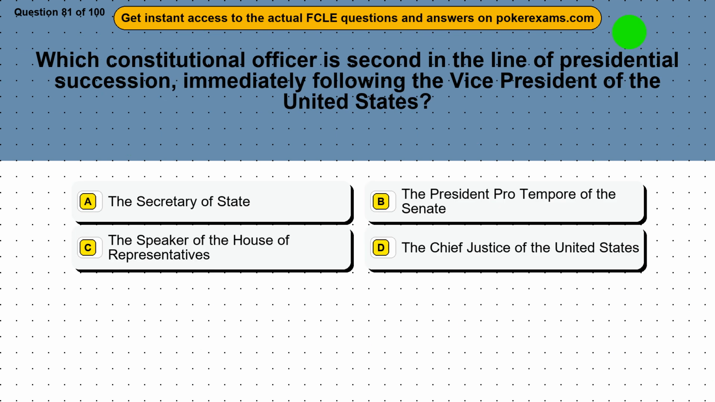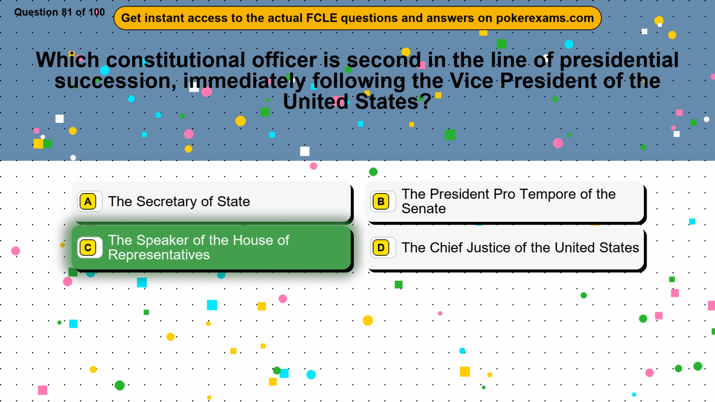Question 81. Which constitutional officer is second in the line of presidential succession, immediately following the Vice President of the United States? Option A, the Secretary of State. Option B, the President pro tempore of the Senate. Option C, the Speaker of the House of Representatives. Option D, the Chief Justice of the United States. The correct answer is option C, the Speaker of the House of Representatives.